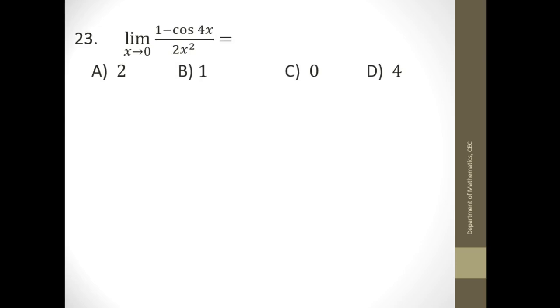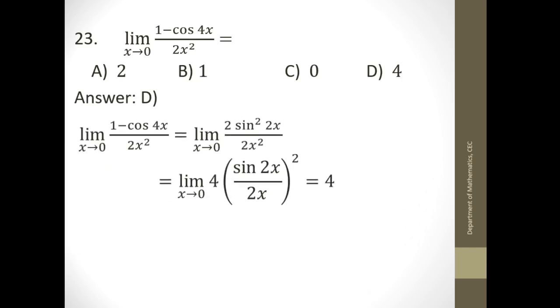Now, 1 minus cos 2 theta is 2 sin square theta. Therefore, 2 sin square theta is 2x, 2 theta is 4x. Now, sin square theta by theta square, or sin 2x by 2x whole square, but only 2 is there, multiply and divide by 1 more 2. Therefore, 4 into sin theta by theta whole square. Sin theta by theta, theta tends to 0, is 1. So, answer is 4. That means D.